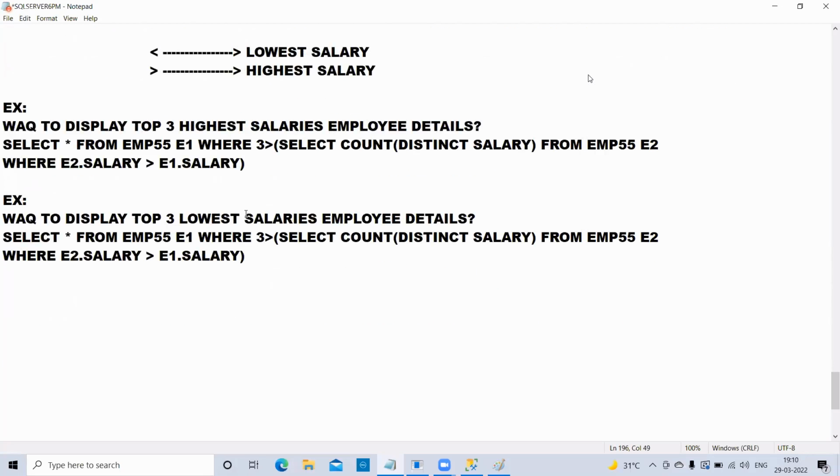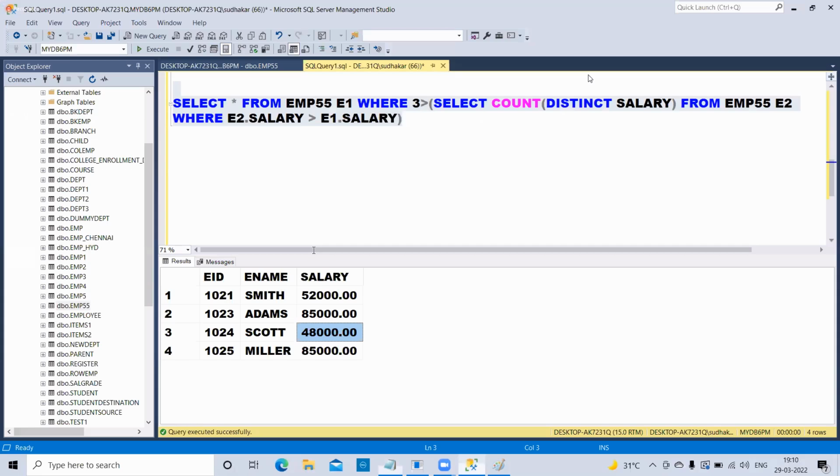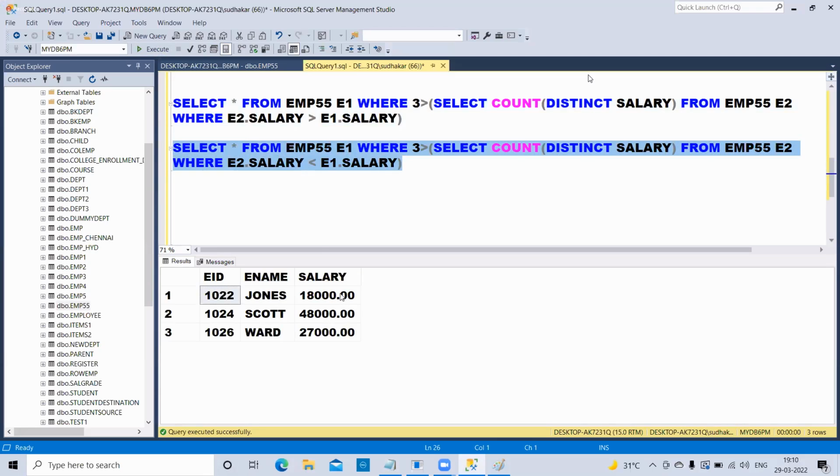But where you want to change for lowest is here, in the inner query. Here I want to change. For lowest, which operator did I say? Less than operator. Understand now? So don't change here, you have to change only here. Now come back here, enter the query, and I will run it. To find out the top 3 lowest salaries, yes, the top 3 are 18,000, 27 and 48. So these are the top 3.